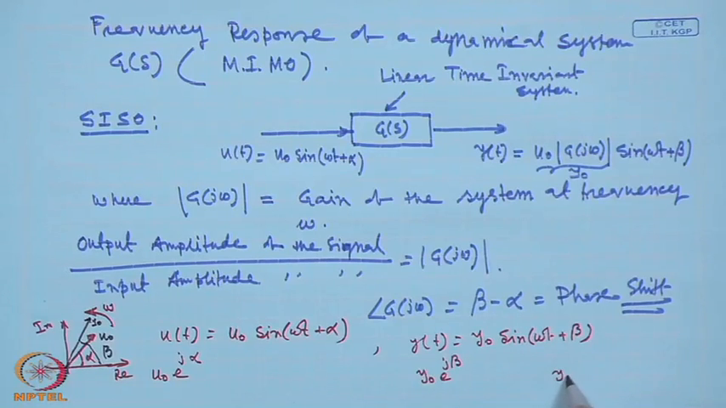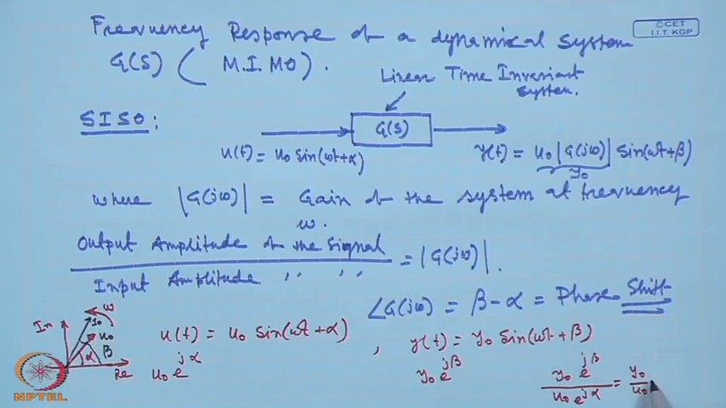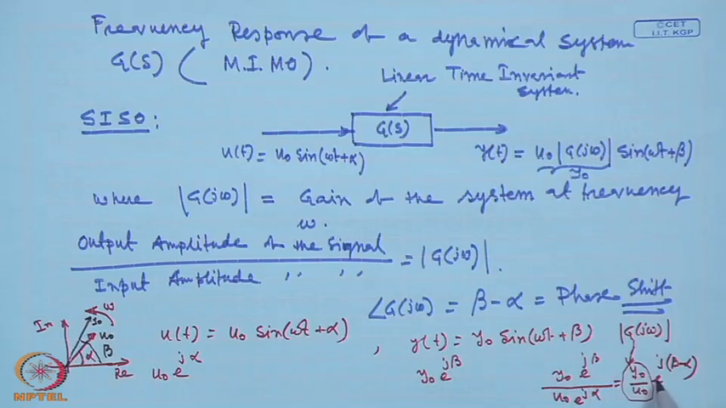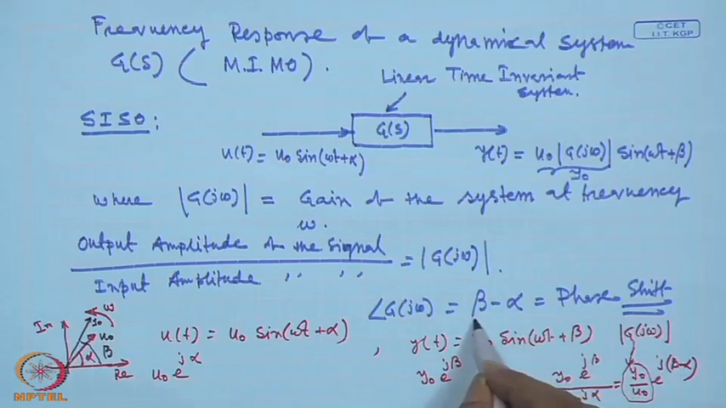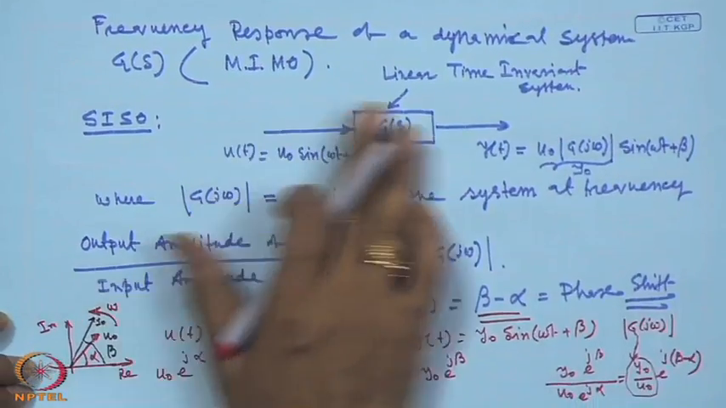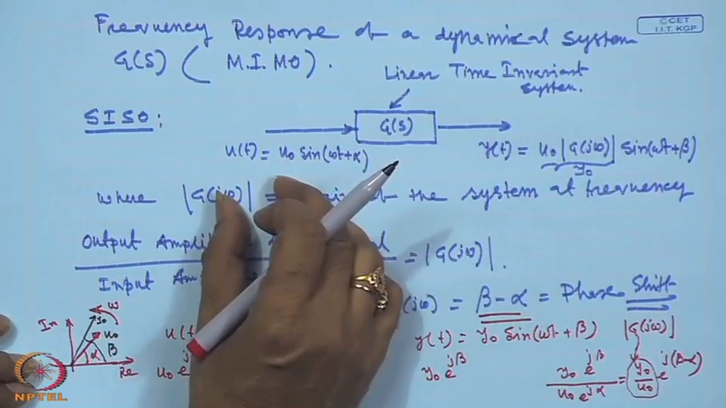If you see y 0 e to the power of j beta, this is the output signal phasor quantity, and this is u 0 e to the power of j alpha. The ratio is y 0 by u 0 times e to the power of j beta minus alpha. So, its magnitude is the gain, the absolute value of G of j omega. And what is the phase angle associated with it? Beta minus alpha.